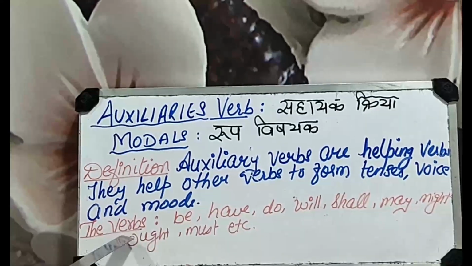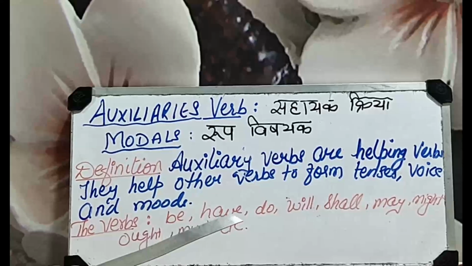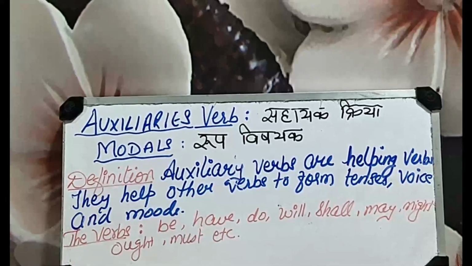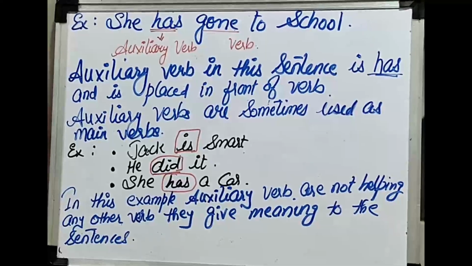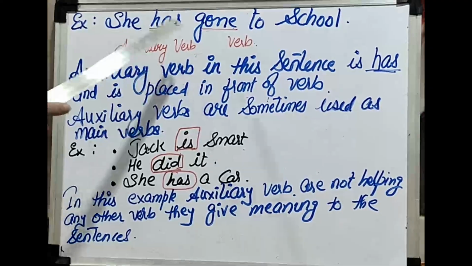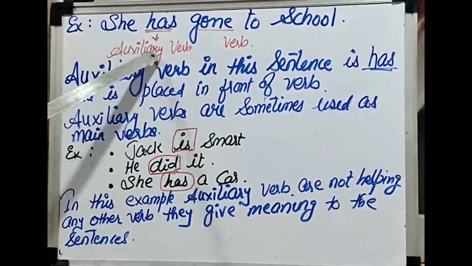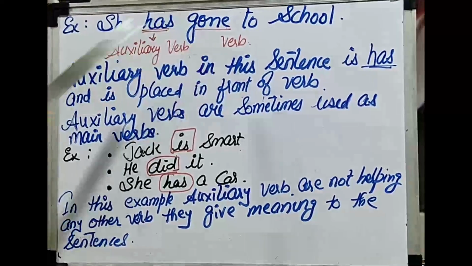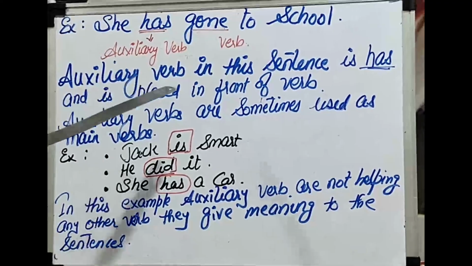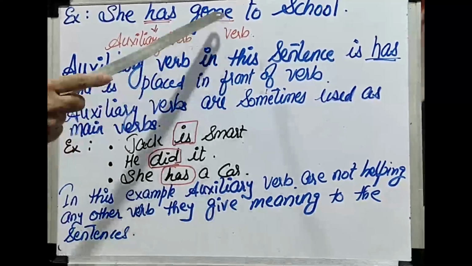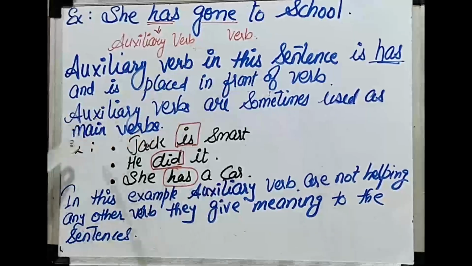Now what are these verbs? Be, have, do, will, shall, may, might, ought, must, etc. Now let's see an example. She has gone to school. Now in this you can see "has" is the auxiliary verb and "gone" is the verb. The auxiliary verb in this sentence is "has" and it is placed in front of the verb.